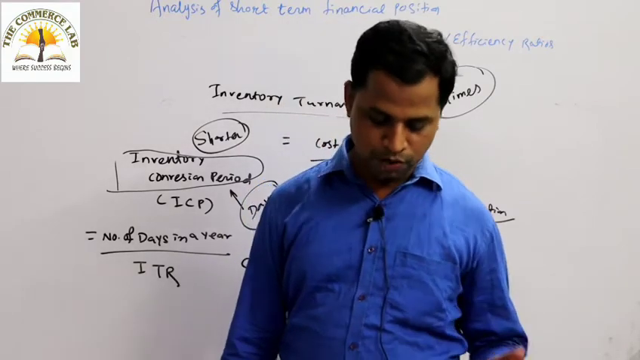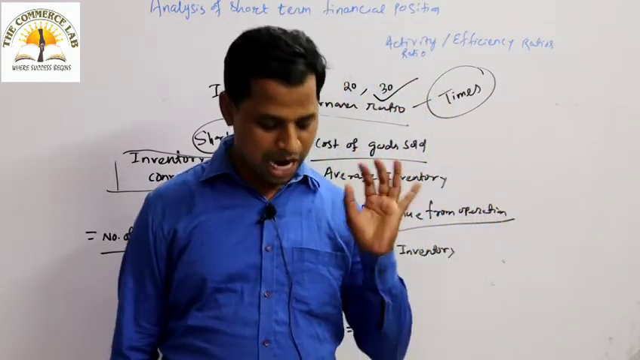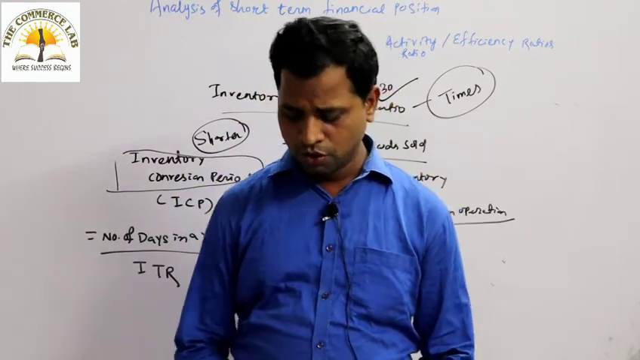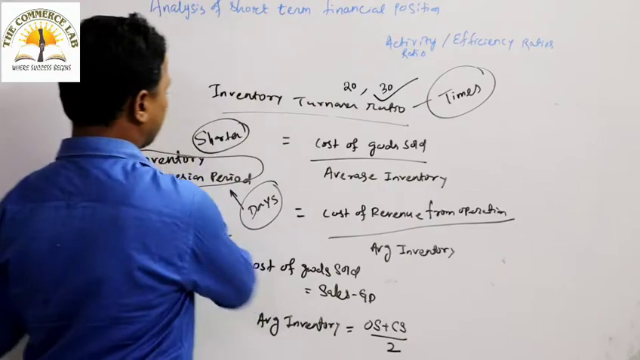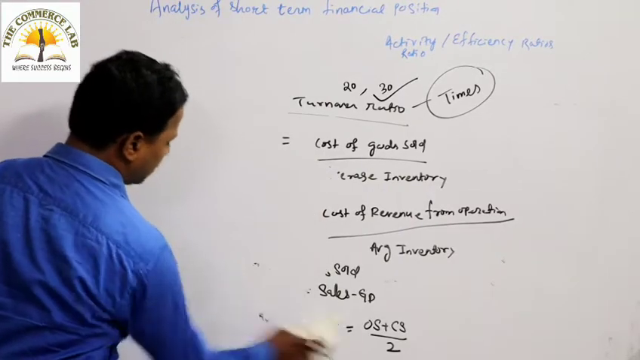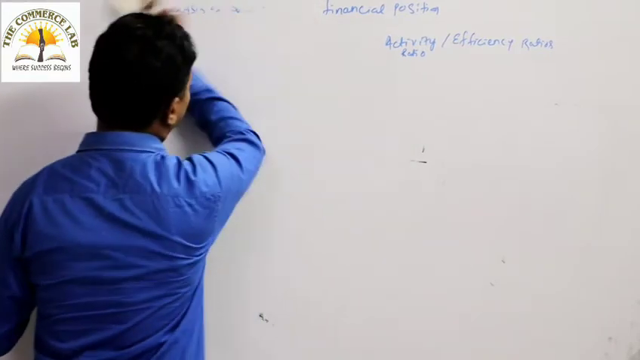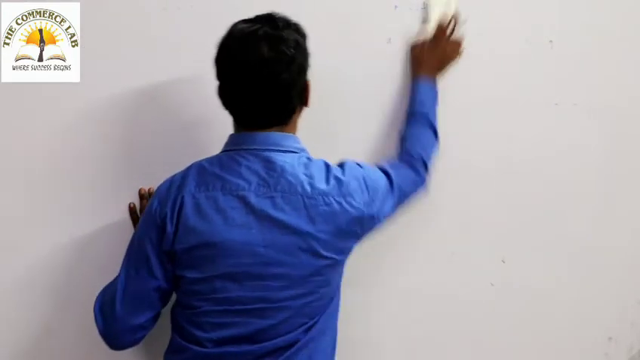So this is all about inventory turnover ratio and inventory conversion period. Okay, let's quickly go and solve a particular problem. We'll do a small problem so that you will have clarity about inventory turnover ratio and inventory conversion period.